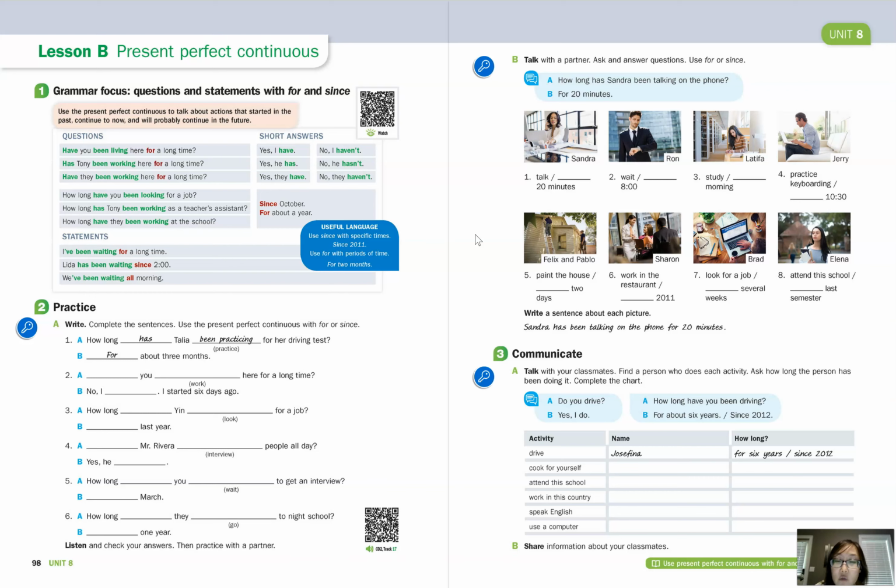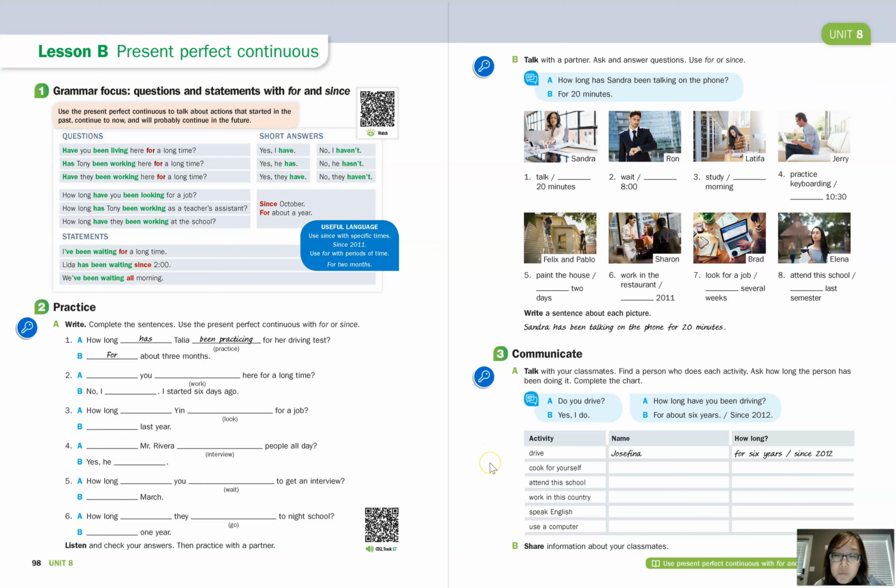Let's look at exercise 3, communicate. Now, since we are not with our classmates, we can't do this conversation activity, and the questions probably won't apply to your family members or your children, or maybe they will, but what I want you to do is just practice making questions. So we're going to make questions for each of these activities, and you don't have to ask someone. You can just practice making the questions. So let's look at drive.